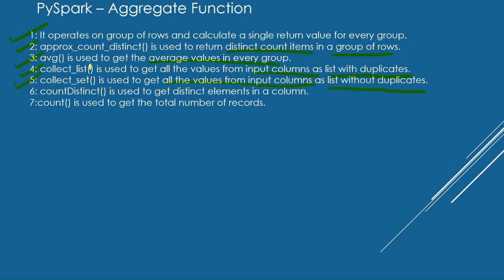So in collect_list we are getting the duplicate values, but in collect_set we are getting the distinct values, no duplicates. Countdistinct will get the distinct elements in a column, and the count function is going to give us the total number of records.